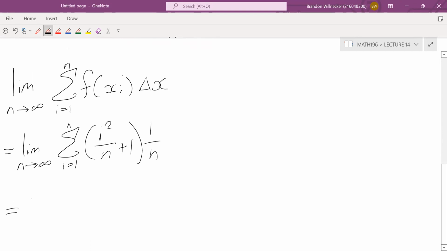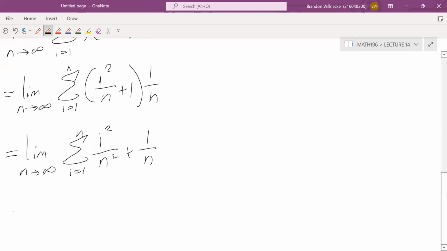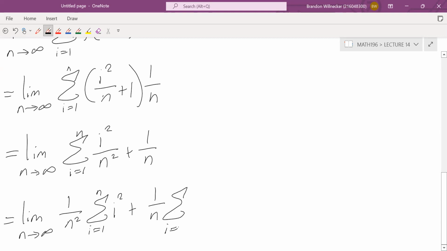Okay, so let's multiply that inside. That's going to be the limit as n goes to infinity, the sum from i equals 1 to n of i squared over n cubed plus 1 over n. Now we need to separate out the sum. So this is going to be the limit as n goes to infinity, 1 over n cubed times the sum from i equals 1 to n of i squared, plus 1 over n times the sum from i equals 1 to n of 1.